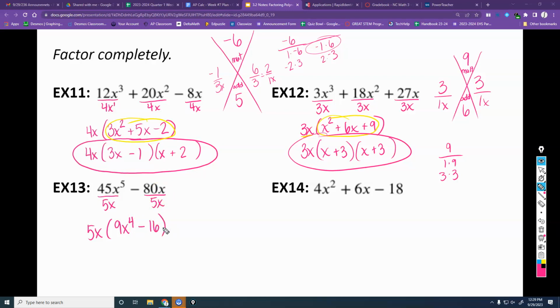Now, this only has 2 terms. So it's one of those weird ones where our middle term is missing. I definitely would not use the X method for this, because if you do, you have to do 9 times negative 16, and then find factors of whatever that is, and it gets really bad. If you think of it like this, though, we need a number that will multiply to give us 9x to the 4th. Like I could do 3x squared times 3x squared.